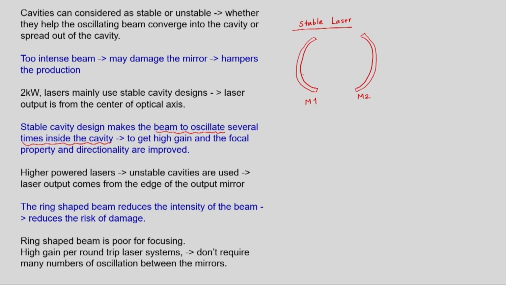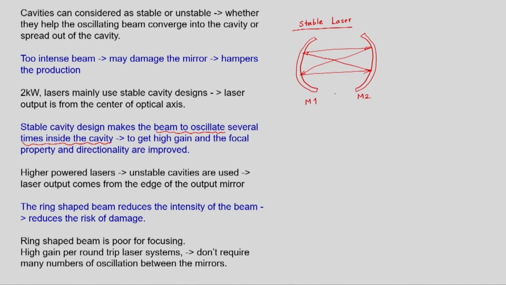When a beam starts from mirror 1, it will strike mirror 2, then from there it gets reflected and comes back to mirror 1, from mirror 1 again it gets reflected and comes to mirror 2, and then further comes back to mirror 1 and keeps on oscillating. So, in this way we can achieve a stable mode of laser operation.